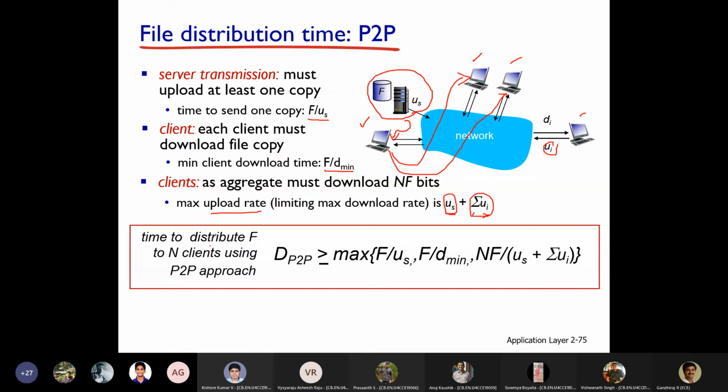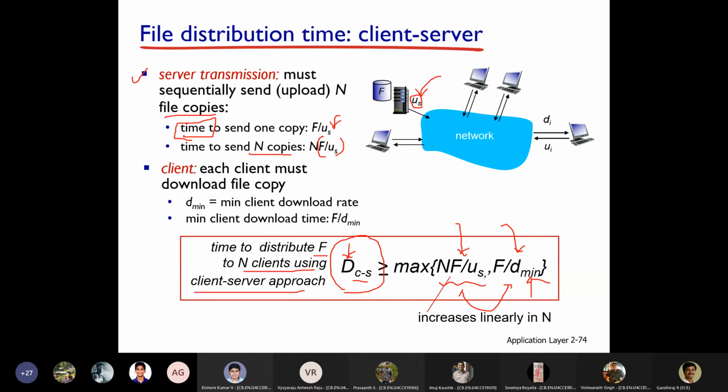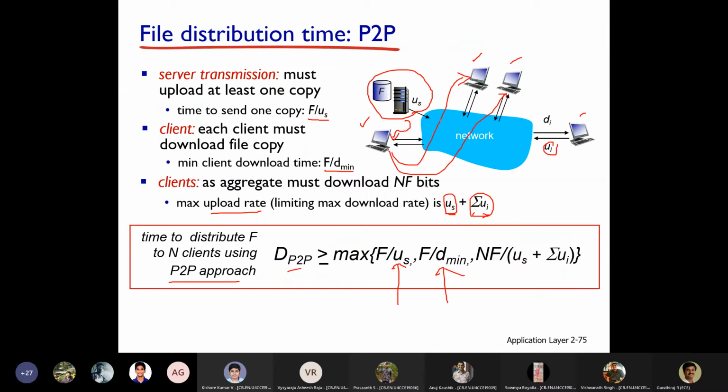So the time to distribute F to N clients using the P2P approach. Now we are comparing the P2P approach. So what is the maximum duration? You see here, this is F divided by US, F divided by dmin, which we already discussed previously, these two. But in the client-server approach, for N devices the server has to communicate. But here, only for one computer the server has to communicate.